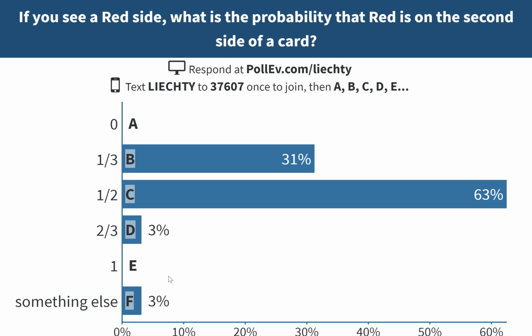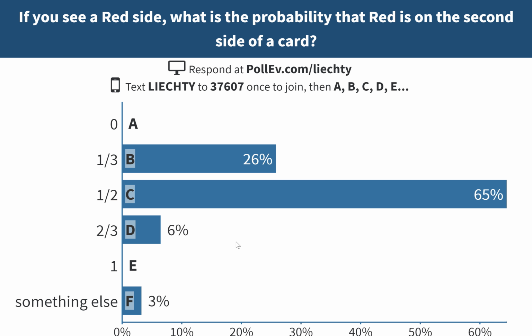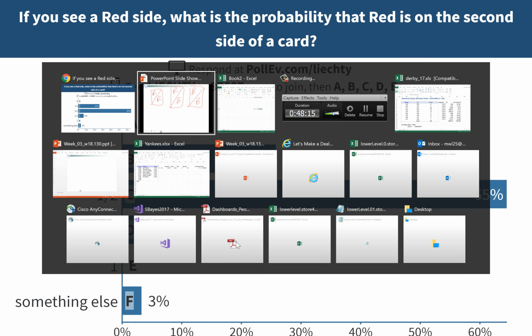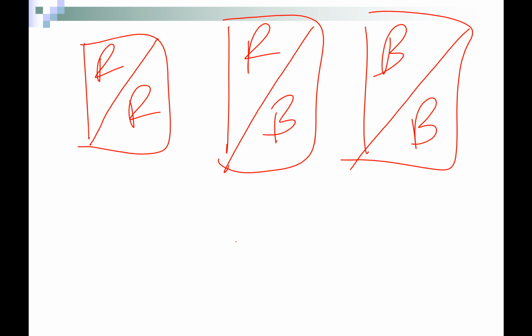Okay, what about, it looks like 3% of you said 2/3. Why did you say 2/3? Because it turns out you're right. The probability is actually 2/3 that the color on the back side is also red. Why is that? Oh, and now 6% of you got that right. Congratulations. Okay, so what's going on here?